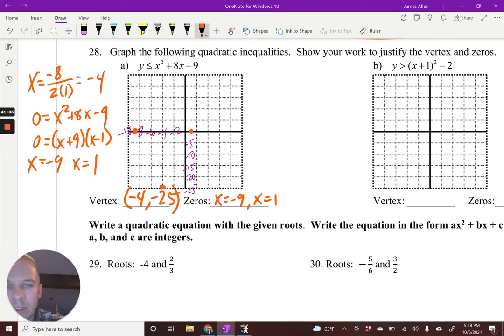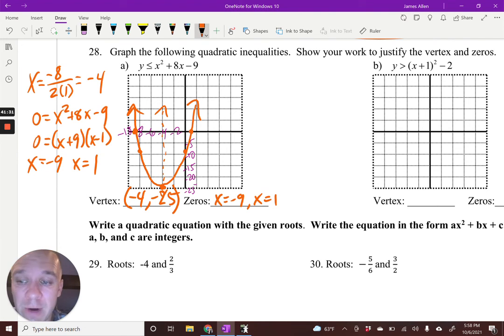Awesome sauce. If I wanted to, I could even add another point here that's negative 9 right here, and I could even reflect that over, right? I could reflect that over here. That's my axis of symmetry, right, about here. Okay. Now, is this a solid or a dashed line? Well, it is a solid line because it's less than or equal to.